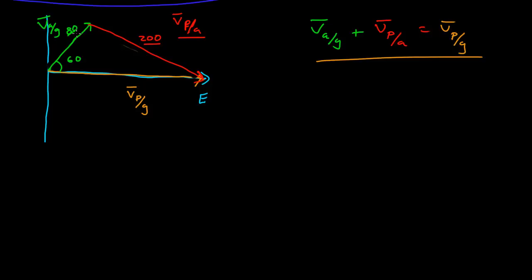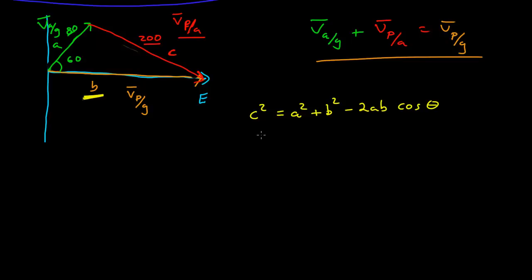So if I let this be side C, since I know the angle opposite the red side, then I'll let the green side be A and the orange side be B. I can use the law of cosines, which says that C squared is equal to A squared plus B squared minus 2AB cosine theta, where theta is the angle opposite side C. What I want is the magnitude of B, the third side, which is the one I don't know.